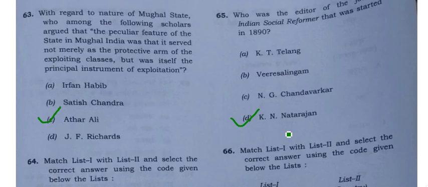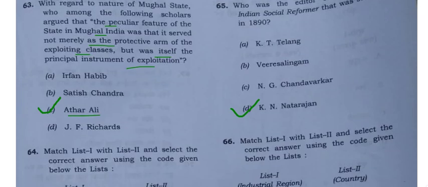Let's start with the 63rd one. With regard to the nature of the Mughal state, which of the following scholars argued that the peculiar feature of the state in Mughal India was that it served not merely as the protective arm of the exploiting classes, but was itself the principal instrument of exploitation? It was Athar Ali. Okay, he argued that. Athar Ali. Remember this one. This was a little tough one, but okay.